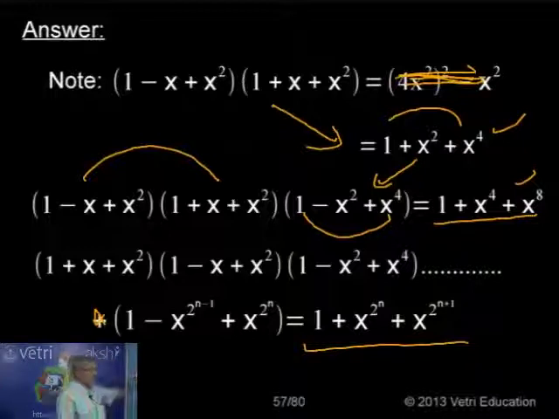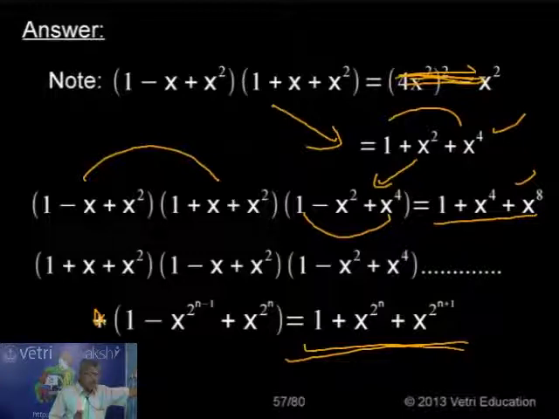Therefore, the product of 1 plus x square, 1 minus x plus x square, 1 minus x square plus x power 4, 1 minus x power 4 plus x power 8, etc., n factors, gives us this. Just understand. That will do. Once you get this, what happens as n tends to infinity?